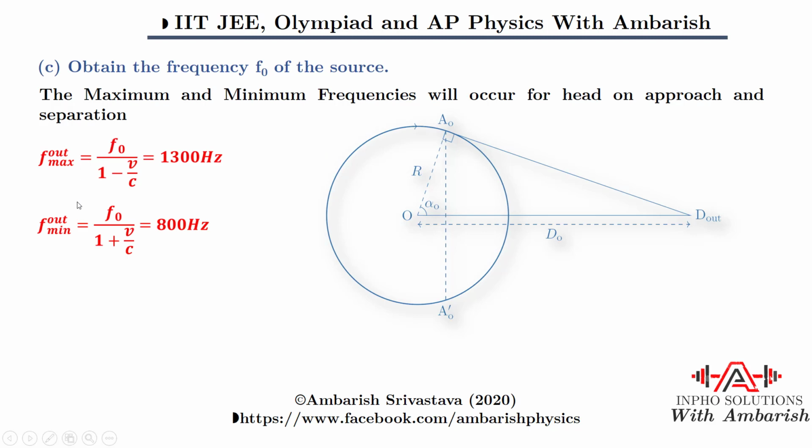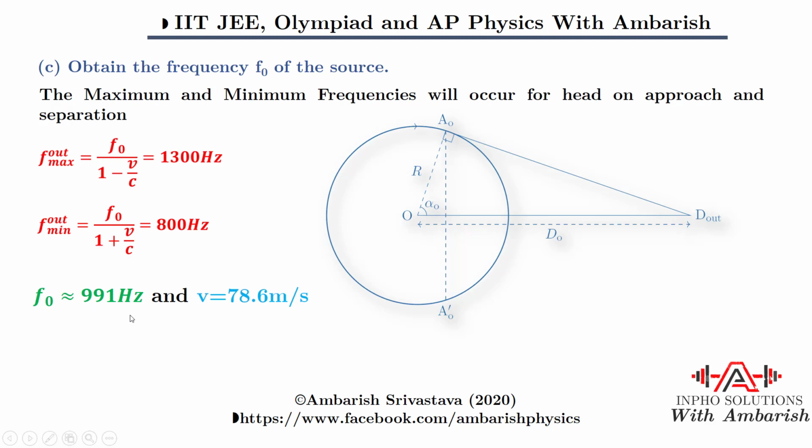So we have simultaneous equations in f0 and v, and we can solve this system for f0. In this part we need to find f0, but we are also going to find the velocity, because that will be needed for the next part. If you solve these two simultaneous equations, you get f0 as approximately 991 hertz, and the speed of the source comes out to be 78.6 meters per second. This is the answer to part C of the question.